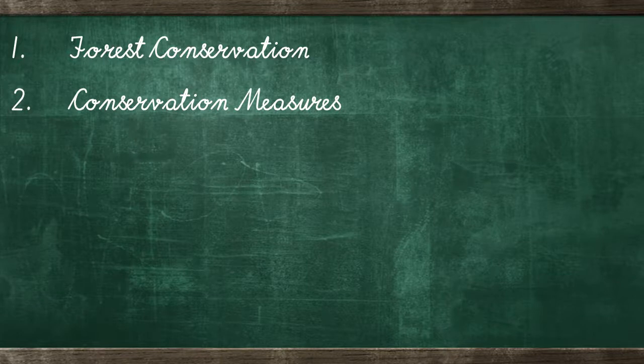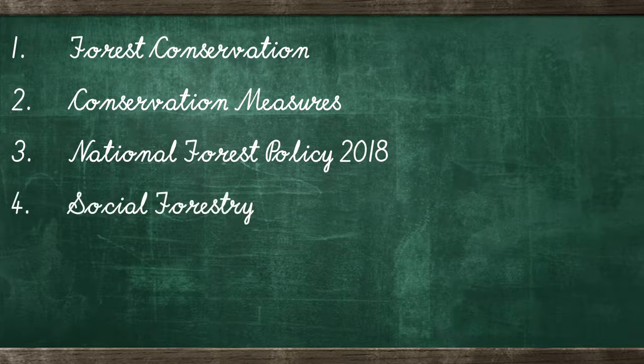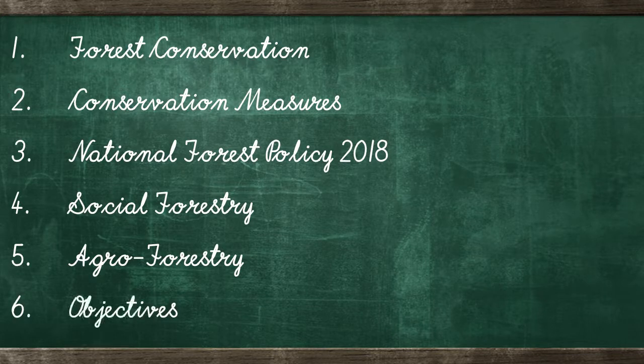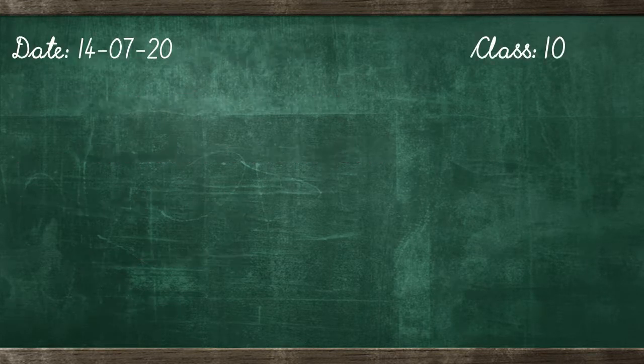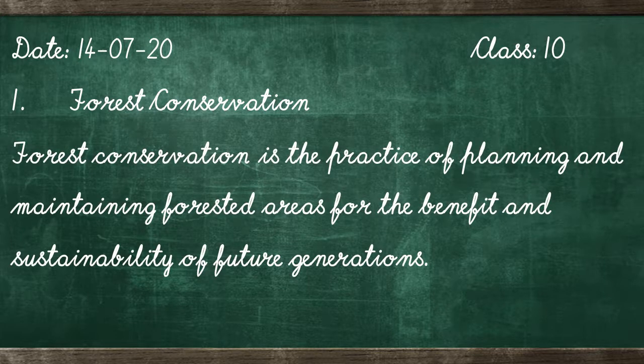In this class, we will discuss forest conservation, conservation measures, National Forest Policy 2018, social forestry, agroforestry, and objectives of social forestry and agroforestry. Well, we'll start with the first concept, that is forest conservation. What do you mean by forest conservation? Forest conservation is the practice of planning and maintaining forested areas for the benefit and sustainability of future generations.